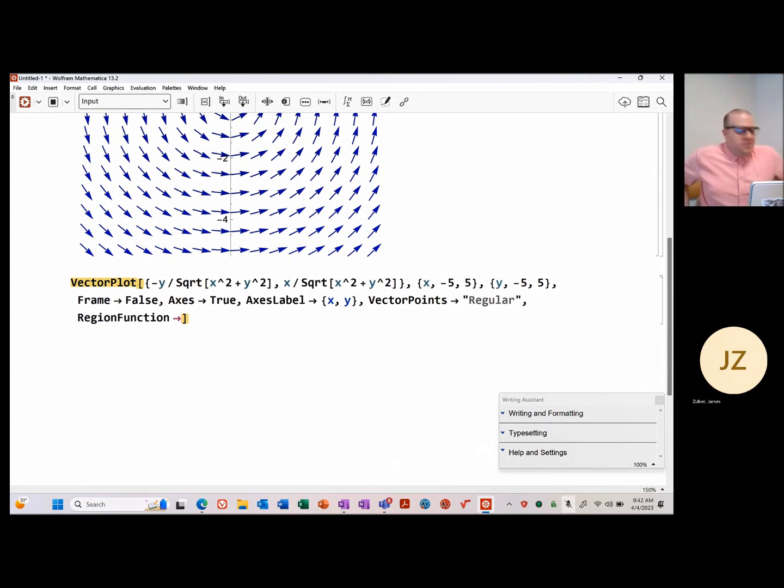So we need a region function. The function of x and y. Since we're plotting it on the circle, what they mean is they want it over that entire region of the circle. So that's why it's 0 less than x squared plus y squared less than or equal to 4. Notice we're not including 0 because the square root of x squared plus y squared is in the denominator.